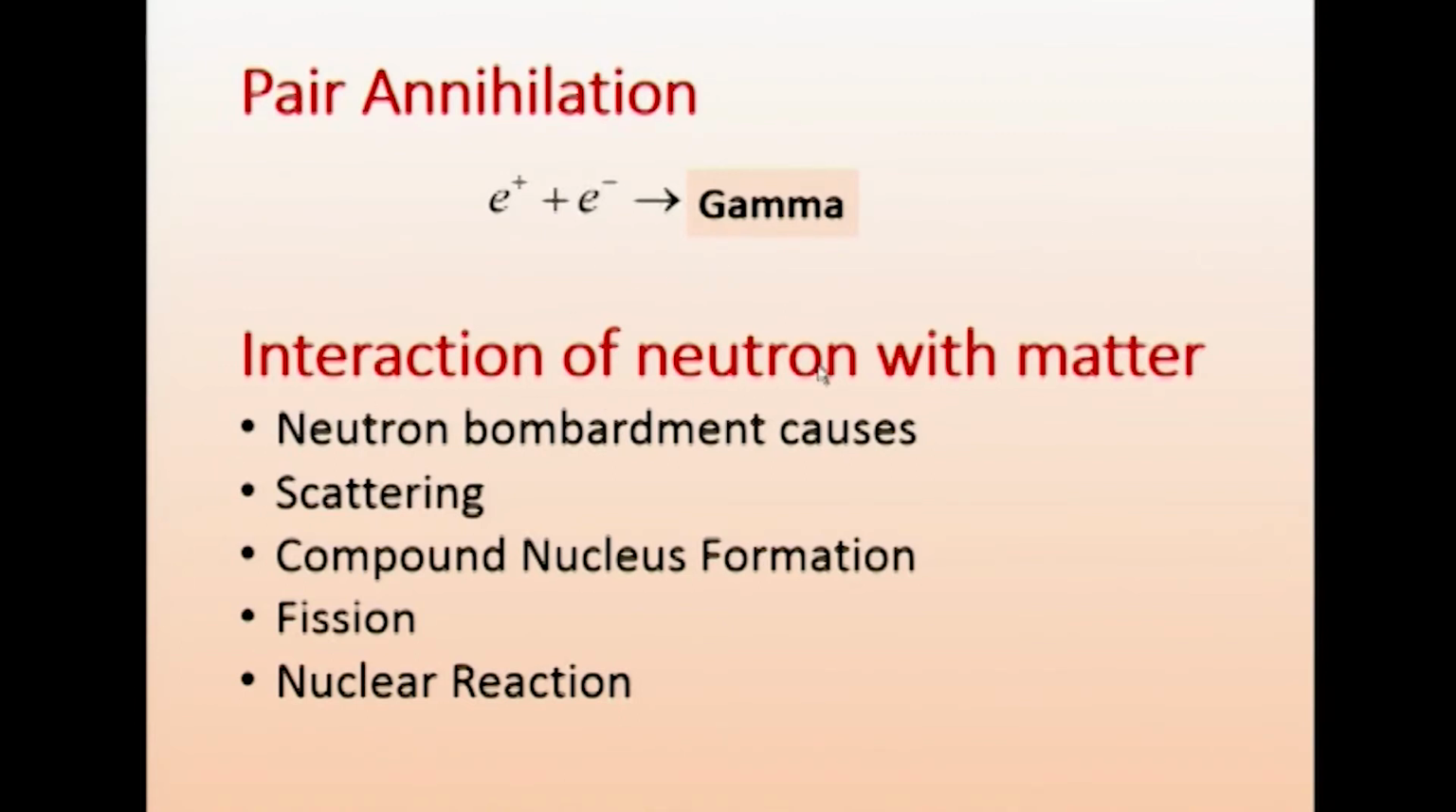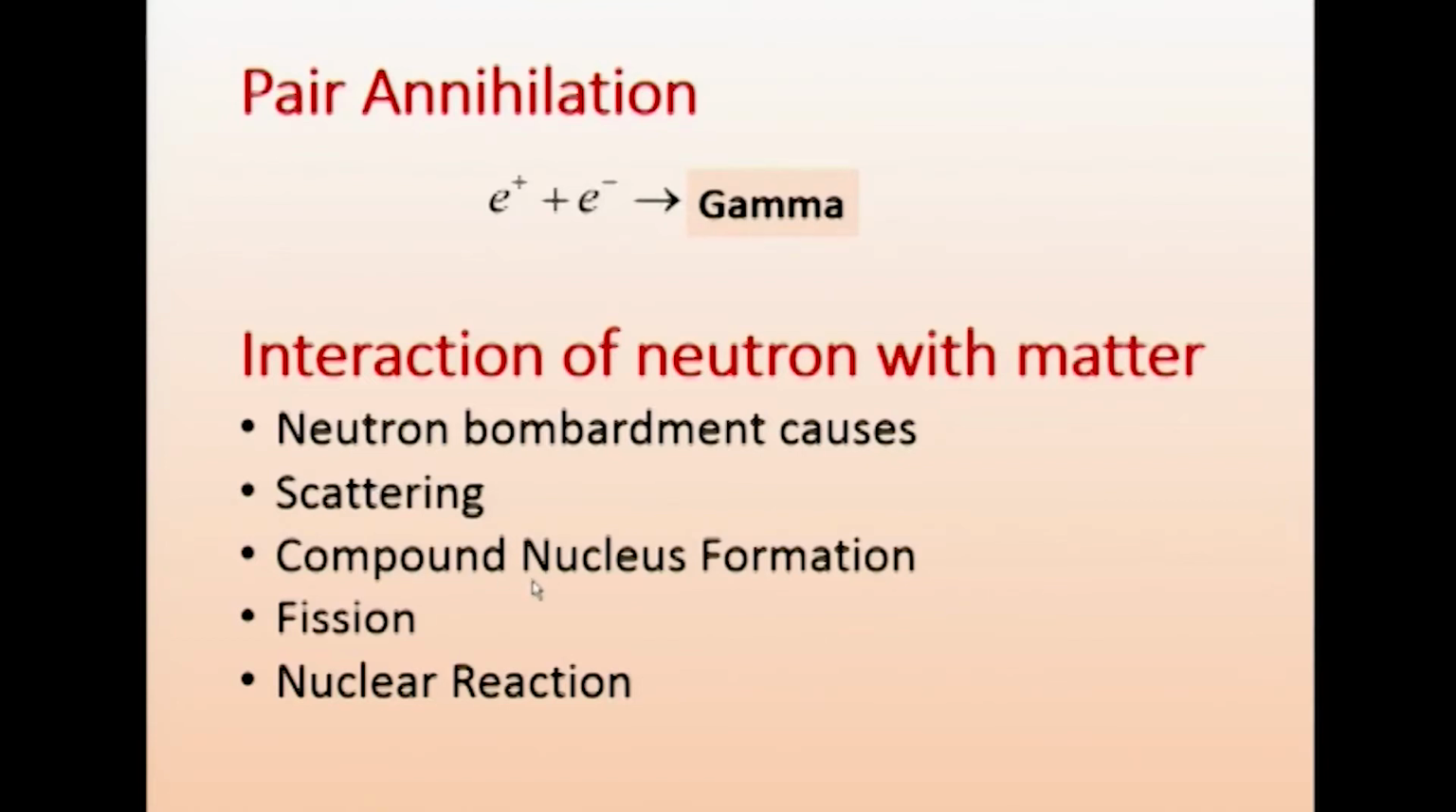Then the interaction of neutron with matter. We have been discussing charged particles and also gamma. Suppose it is a neutron which is entering the matter, what changes can it make in the matter? The neutron bombardment causes scattering: once it bombards the target, it may get scattered. Or compound nucleus formation. What is compound nucleus formation? The neutron gets embedded, and once it is embedded, it becomes a compound nucleus. For example, if carbon 12 is bombarded with a neutron and becomes carbon 13, it is called compound nucleus formation.